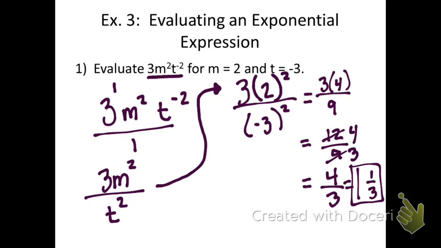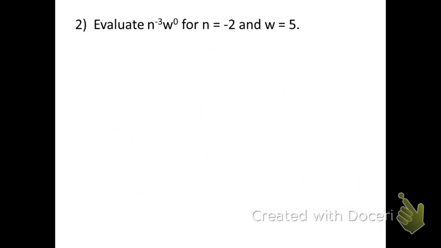So when you work these out, make sure you're looking for the actual expression and simplifying. This is the last example of the lesson now. Evaluate n to the -3rd, w to the 0 power for n is equal to -2 and w is equal to 5. Now again, start off. Find the expression n to the -3rd, w to the 0 power.